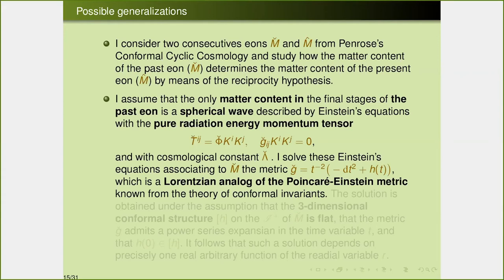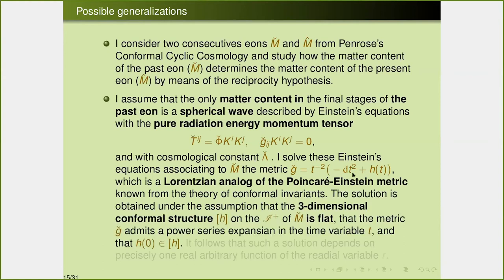So then I want this metric to solve Einstein equations with cosmological constant and with this energy momentum tensor. The solution is obtained under the assumption that the three-dimensional conformal structure on this T equals zero surface is simply flat. It's just a three-dimensional flat metric.